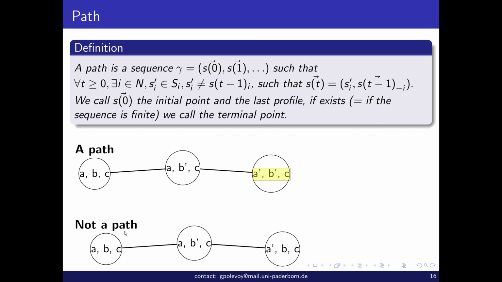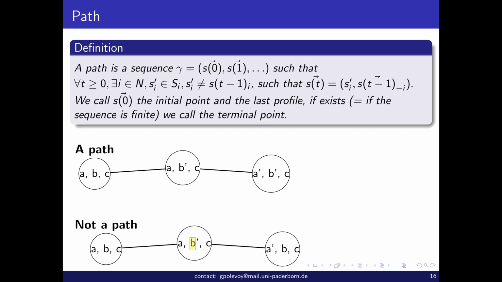Now, not a path. You may stop the video and look why that's not a path. That's not a path because, look, we first start with ABC, then exactly one player changes: B goes to B prime. I assume B prime is different from B. And here we have two players changing simultaneously, so they cannot change simultaneously in a path. Both the first player changes from A to A prime, and the second player changes from B prime back to B. That's not a path. Okay, that's an important definition. Exactly one player changes.